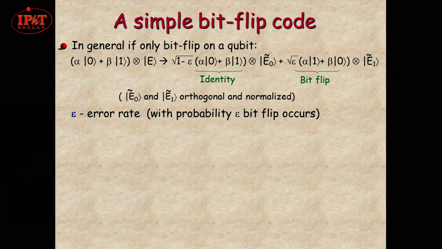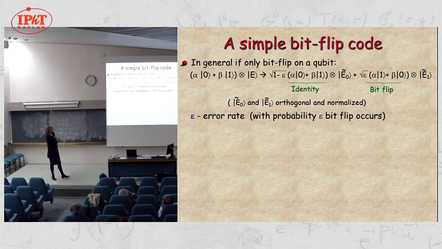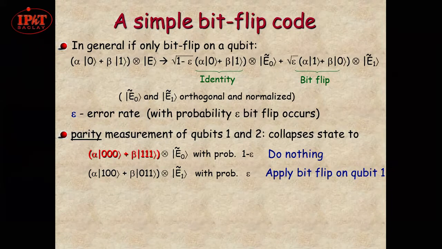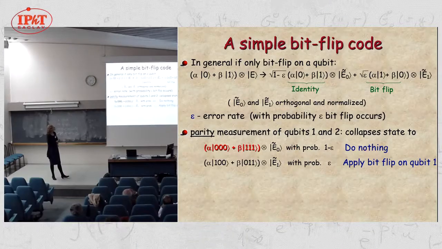And so if you have a general bit flip on a qubit, here is the qubit alpha 0 plus beta 1. A bit flip can be modeled as going in one state and not doing anything, or with some amplitude, square root of epsilon, flipping this bit. So this is just a unitary evolution that just flips the bit, right? Some rotation in that direction at that error rate. Then what you can do is measure the parity in this fashion that doesn't distinguish which qubit is flipped. And if you get a parity that is odd, you will flip the qubit, the first qubit, and if it is 0, 0, 0, or 1, 1, 1, you will do nothing.